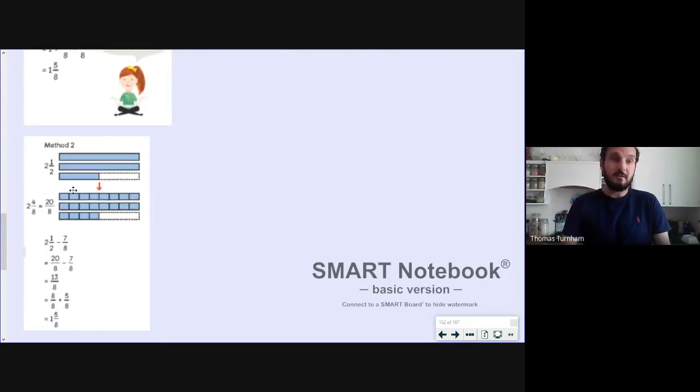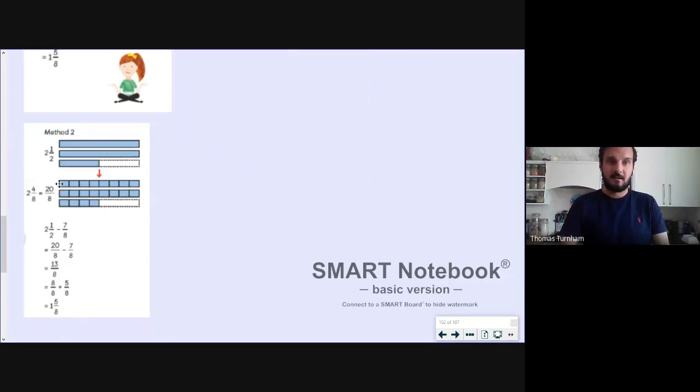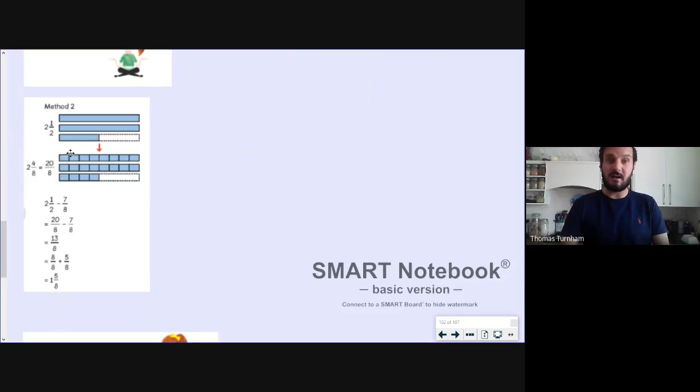I could also have just turned the whole thing into 8ths. So 1 whole is 8 8ths, plus another whole is another 8 8ths, plus a half is 4 8ths. So I see that in total I have 20 8ths. 28 take away 7 8ths means I'm left with 20 take away 7 is 13.